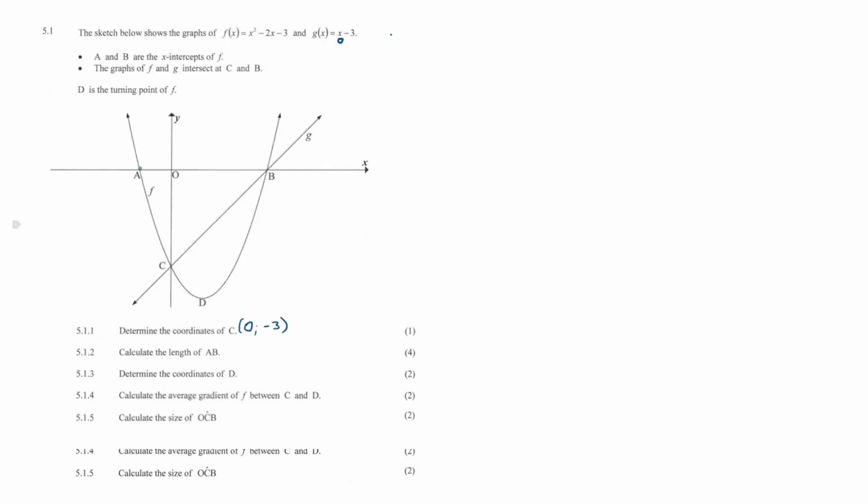Calculate the length of AB. That is just your two x-intercepts of your parabola. To get the x-intercepts, I'm just going to let y equal 0, and then I'm going to factorize this. A lot of your graph questions, you're just zooming out and answering what they are basically asking me to do, rather than getting too lost in the details. So A is -1, B is 3. So the distance from A to B would be 4.